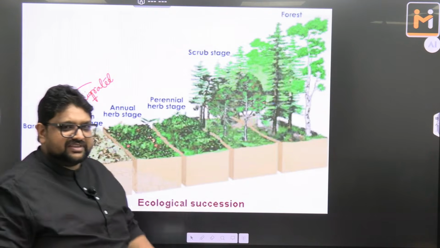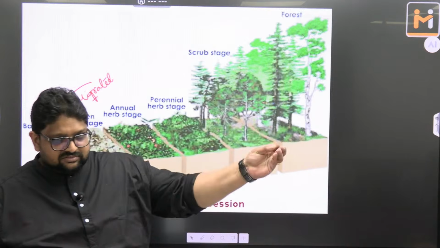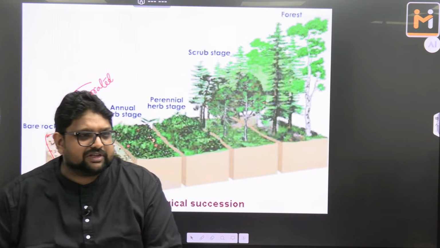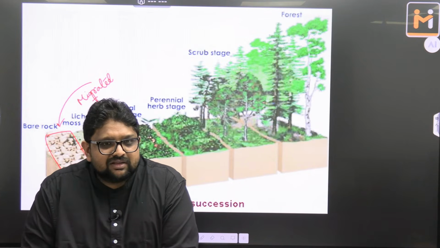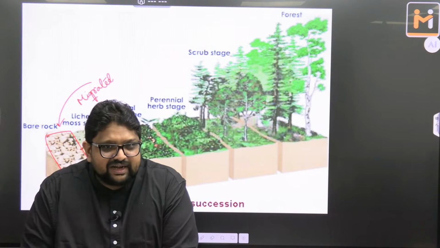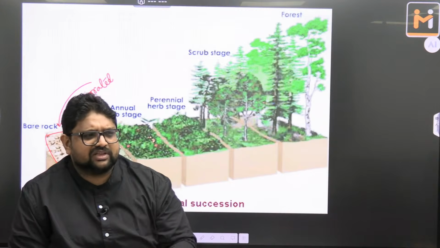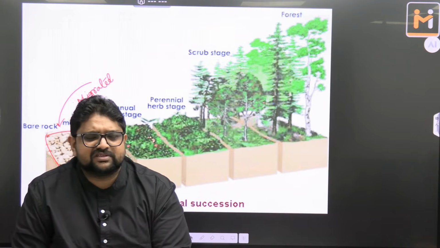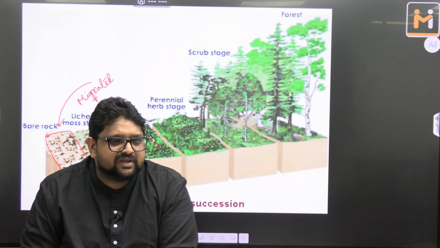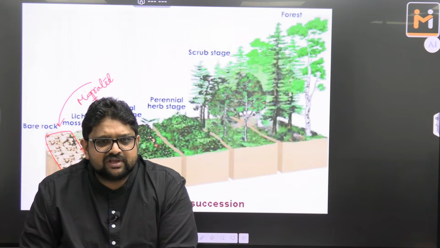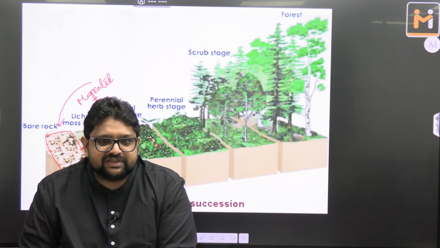If it is inhabited, if somebody is coming to that place, then they are migrating, right? They are coming from somewhere else, through wind or through water, or through some animals, through humans, through birds. Some organisms will come and start establishing there.